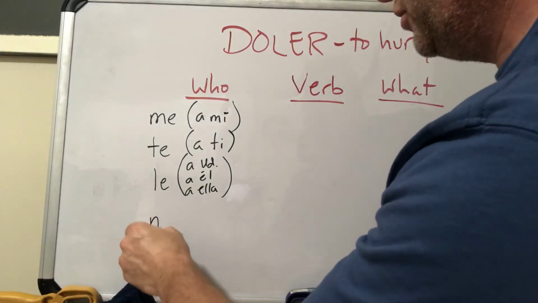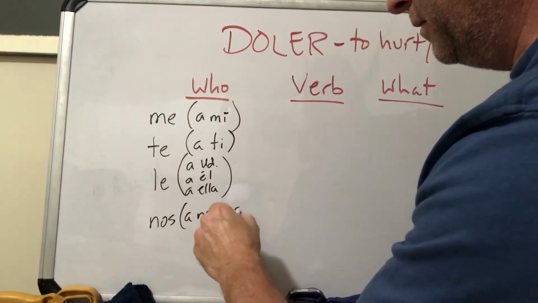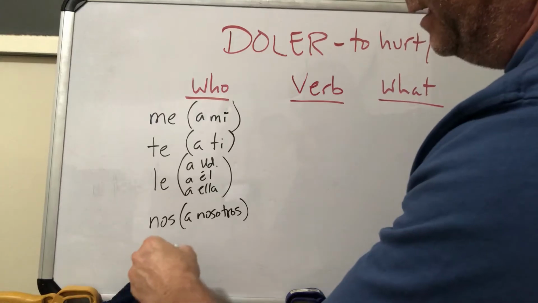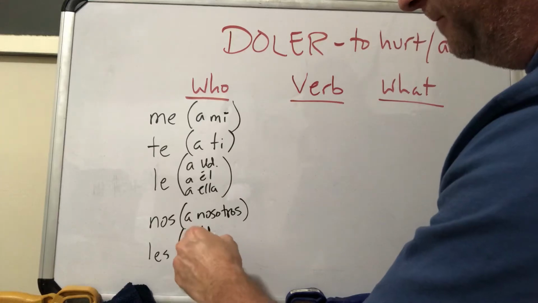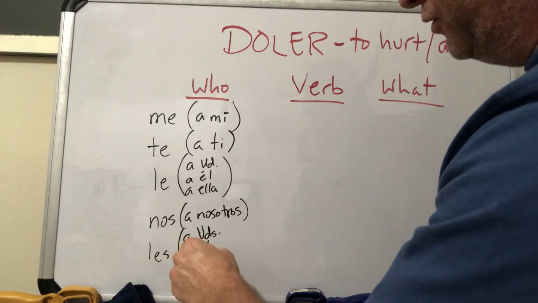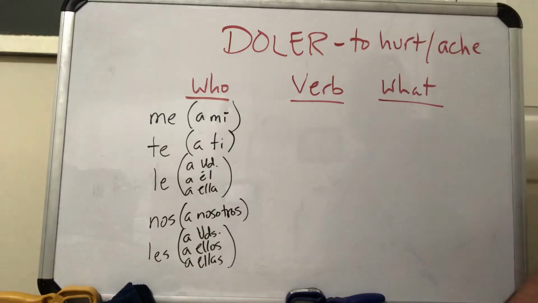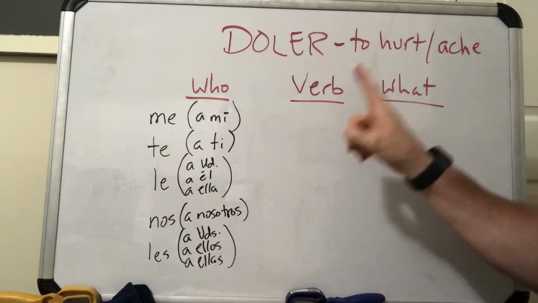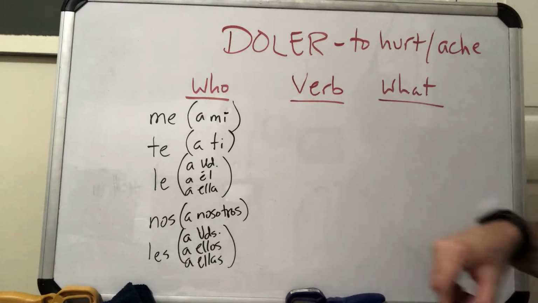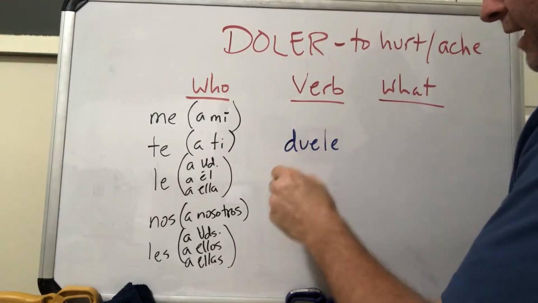Then we have nos, which would be a nosotros. And then you have les, and les is a plural of just these. So it'd be a ustedes, a ellos, a ellas. Okay, so those are how I say who it's hurting. Doler is a stem changer. It goes to ue. So my only two choices would be duele and duelen.